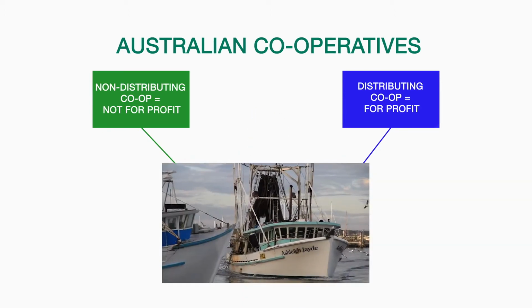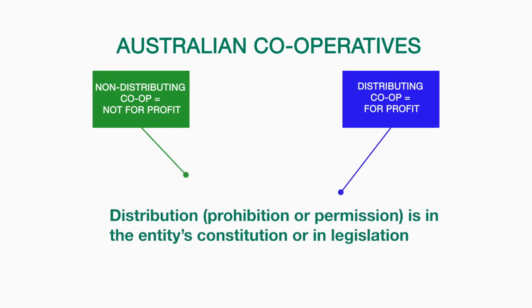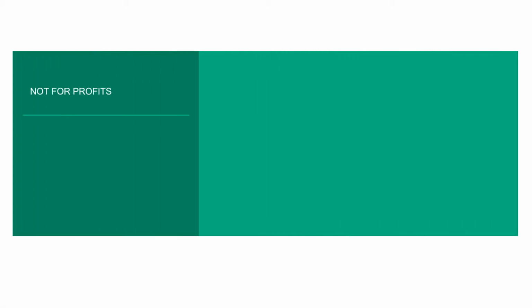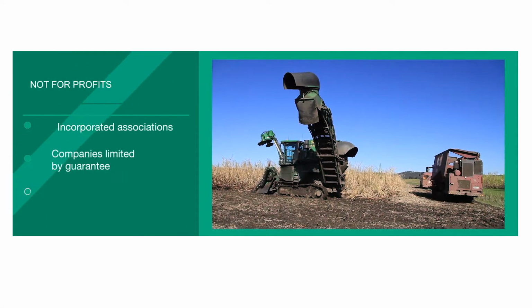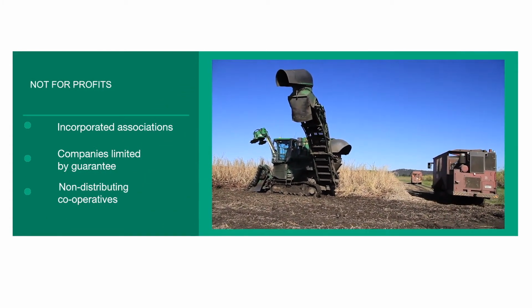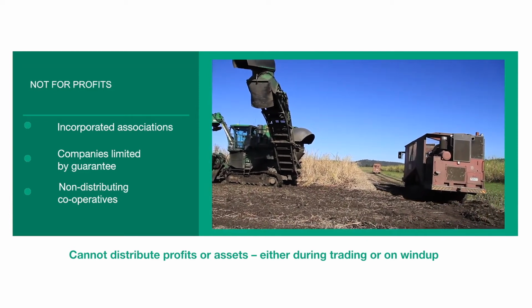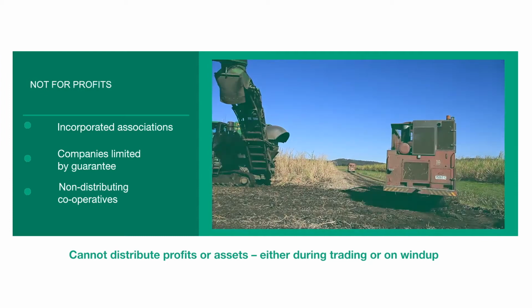They are treated like other for-profit models, such as companies with share capital. An entity's constitution will state whether it can or cannot distribute profits. Sometimes, legislation also covers profit distribution. Incorporated associations, companies limited by guarantee, and non-distributing co-ops are all not-for-profits. They cannot distribute profits or assets to members, not while trading and not when the business is wound up.